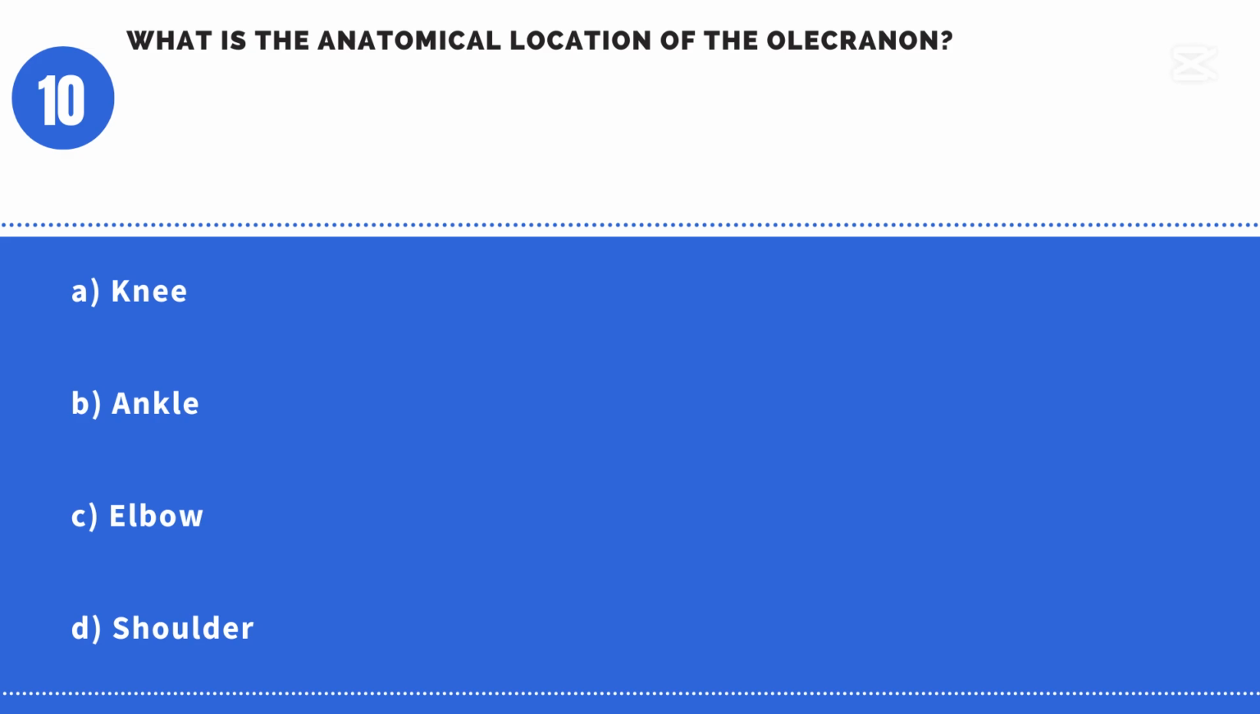Question 10. What is the anatomical location of the olecranon? A. Knee. B. Ankle. C. Elbow. D. Shoulder.